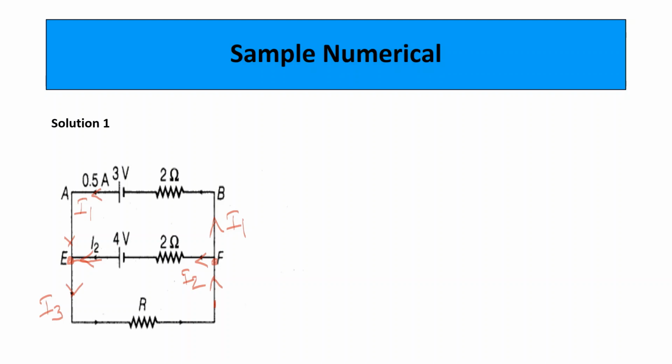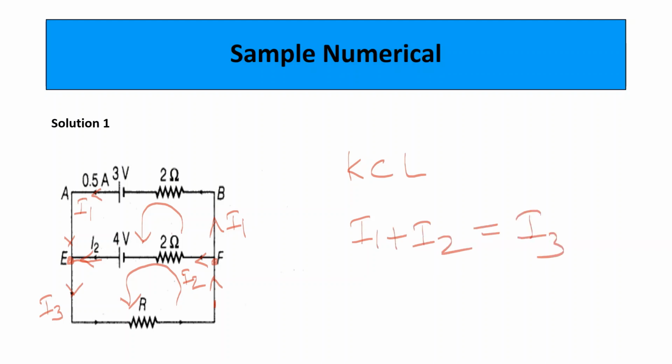After choosing the loops, you can assume the current directions in the loop. Let the current direction in loop 1 be counterclockwise and in loop 2 also counterclockwise. According to Kirchhoff's current law, I1 plus I2 is equal to I3.